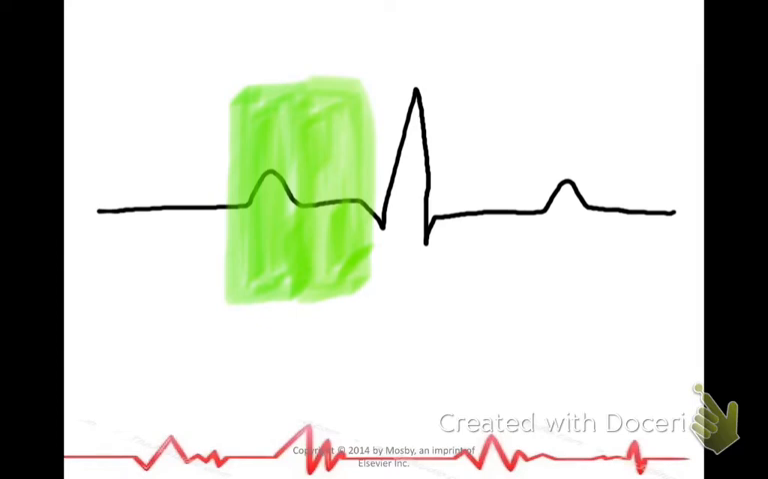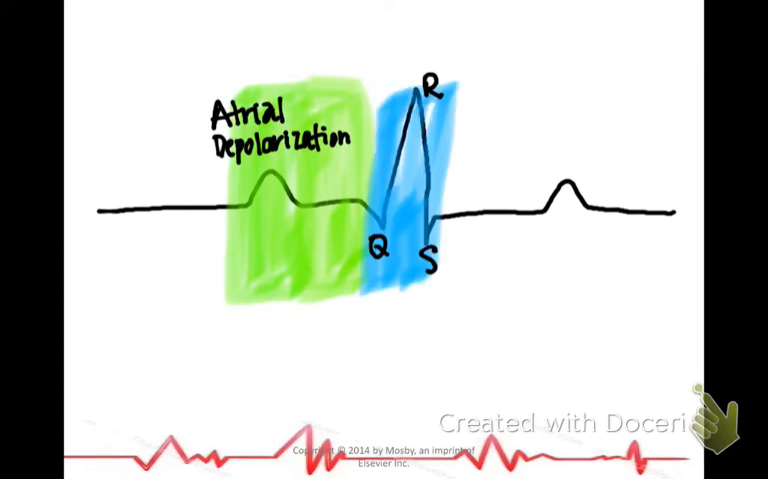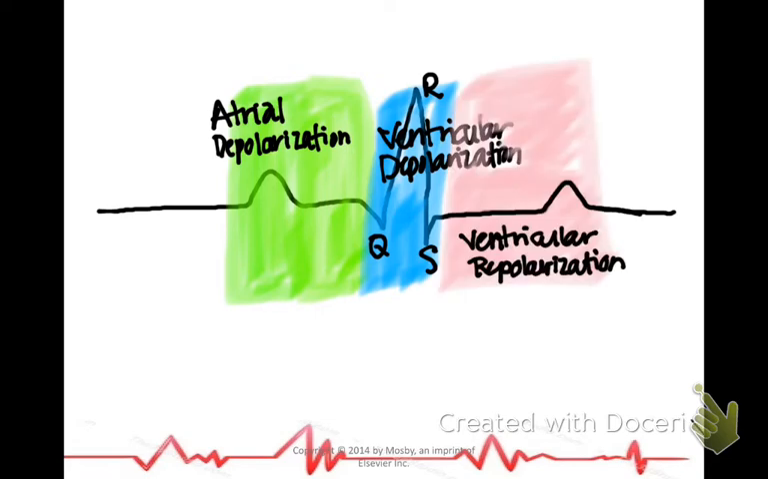Alright, so I just got another visual for you. You got your atrial depolarization, your ventricle depolarization, and then your ventricle repolarization. And remember they said that the atrial repolarization is kind of lost in that QRS.